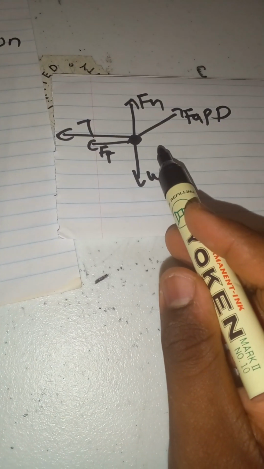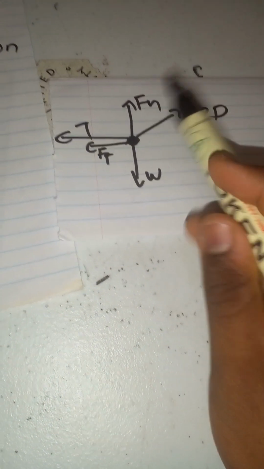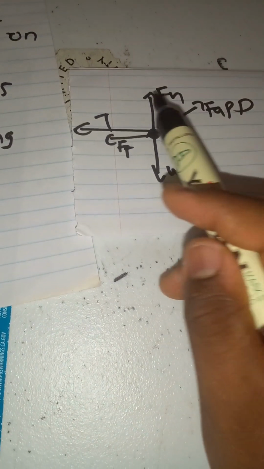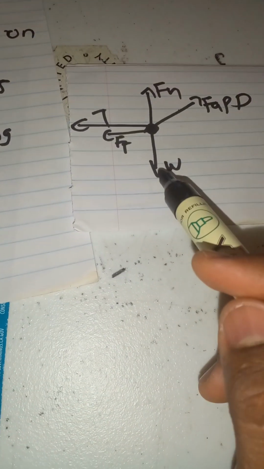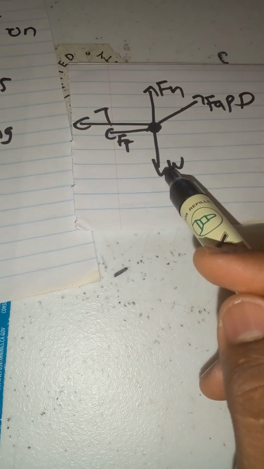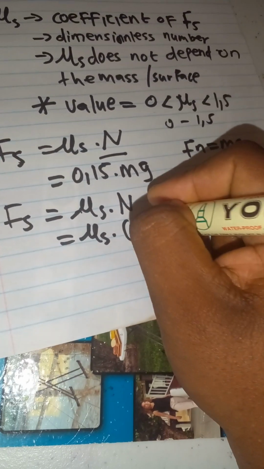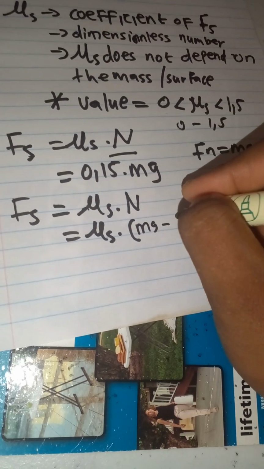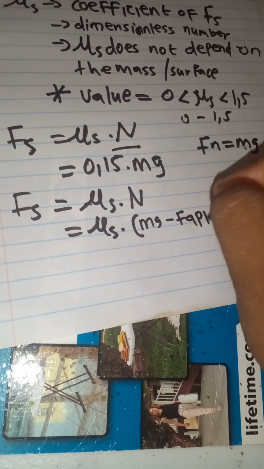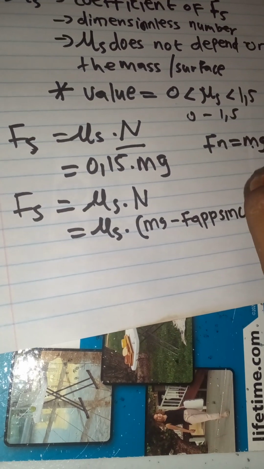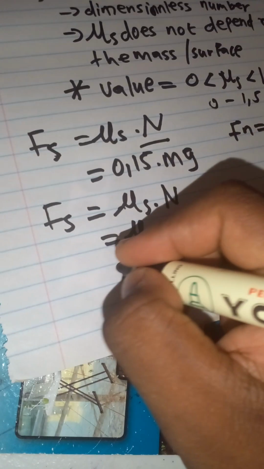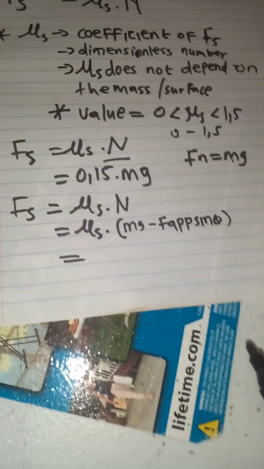So in place of the normal force, I'm going to go to my free body diagram. Remember, for the normal force, I take the two vertical forces: one is the weight, and the other force is being pulled. So I'm going to say mg minus force applied sine theta. Then that's when you will substitute and find your static friction.